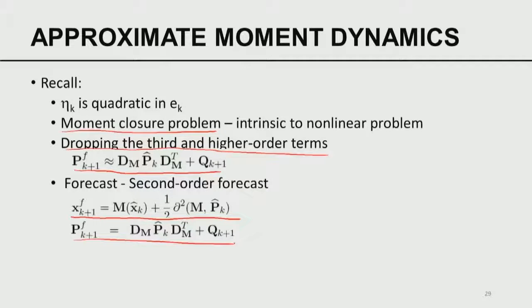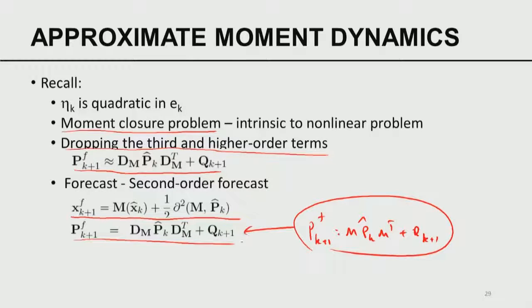I would like to remind you, this is very similar to the Kalman filter equation. In the Kalman filter equation, what do we have? The forecast is equal to m times pk m transpose plus qk plus 1. So this is very similar to that. Dm is the Jacobian of the map. Dm transpose is the Jacobian transpose. So when m of x is equal to m times x, dm of x is equal to m. Therefore, even though we say this is second order accurate, it looks like the Kalman filter in the linear case. So you can see the analogy between this equation and that equation.